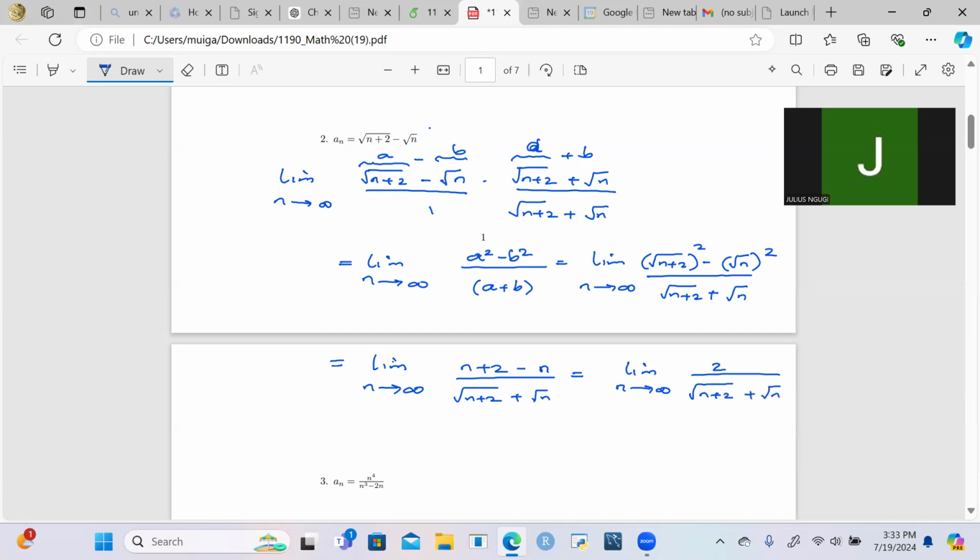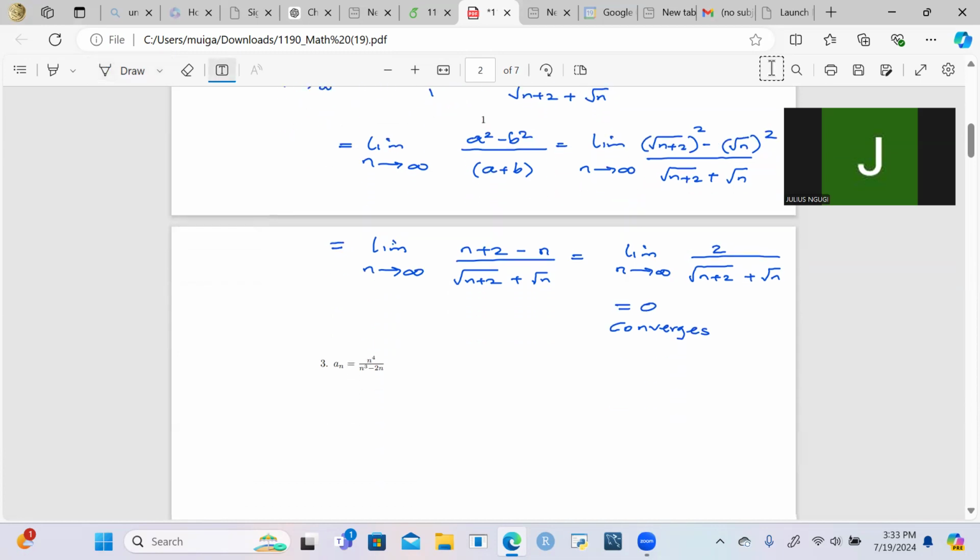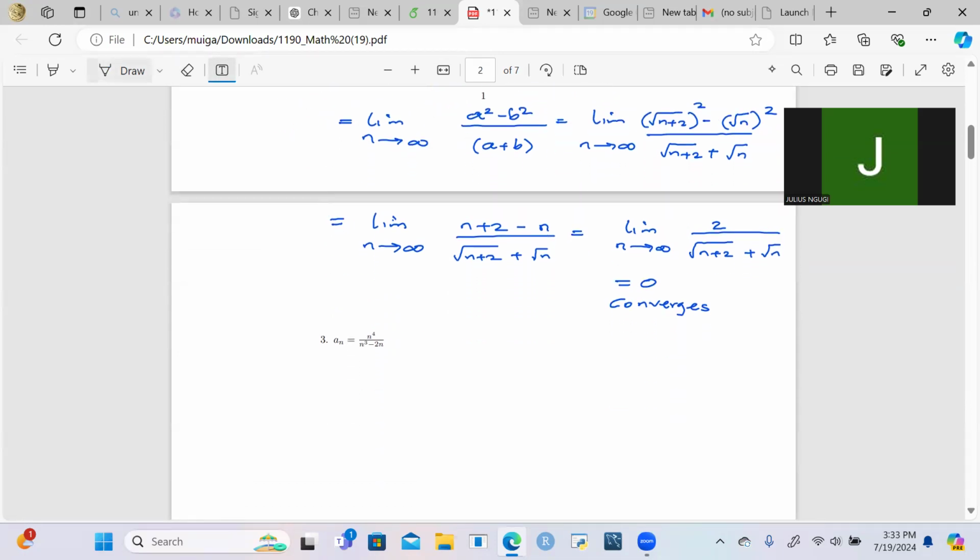And then as n approaches infinity, the root of n plus 2 will become big, plus another big number. Then we take 2 divided by a very big number, and 2 divided by a very big number goes to 0. So again, this one converges. That sequence again converges. So we go to the third question.